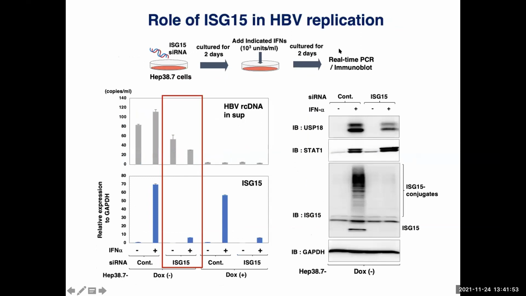Then we asked whether ISGylation is important for HBV replication. And when we knocked down ISG15 using siRNA, the HBV replication was decreased. So this suggests that ISG15 is an important proviral factor for HBV replication.